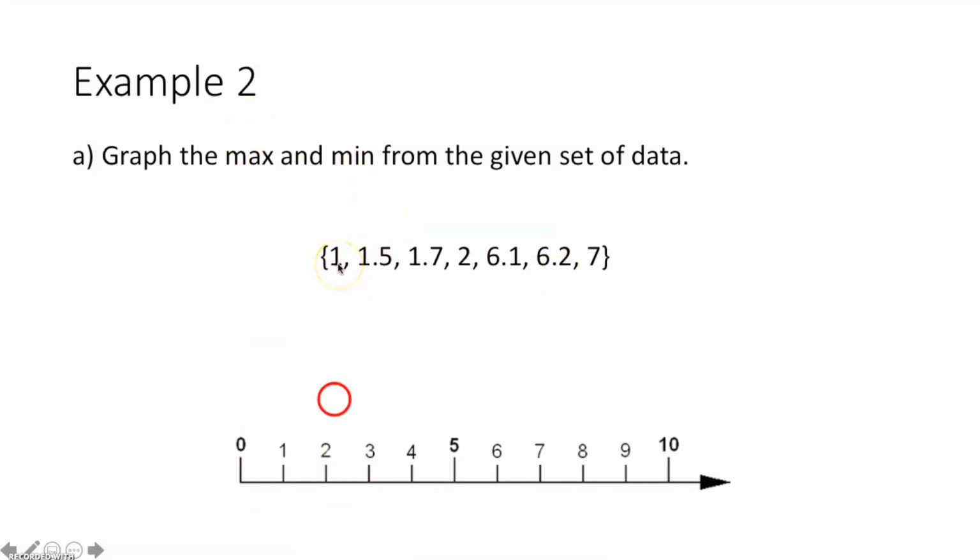Our minimum is going to be this 1 right here. So above 1, we put a little point. That's our minimum. Our maximum is 7. Above 7, we put a little point. That's our maximum. Sweet.